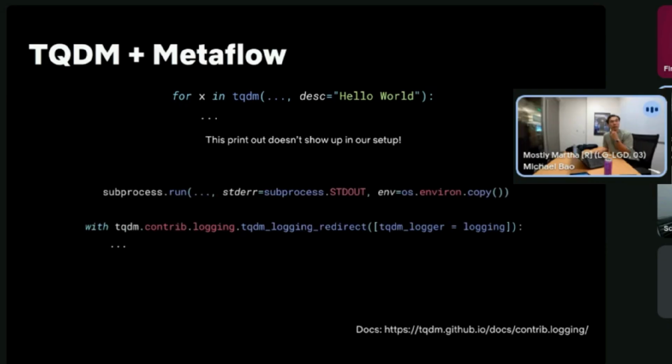One, we had to pipe our standard error to standard out on the Metaflow side. And then there's also this TQDM logging redirect context manager that lets you redirect to a logging logger. The combination of these two things makes sure that TQDM, which is pretty essential for machine learning progress updates, gets shown up in your logs.